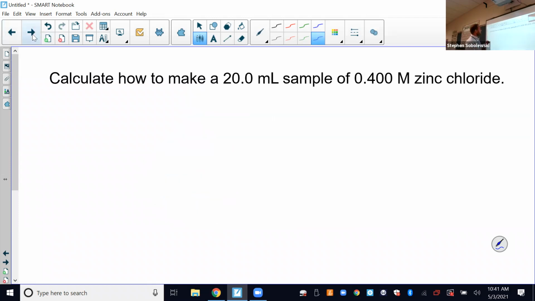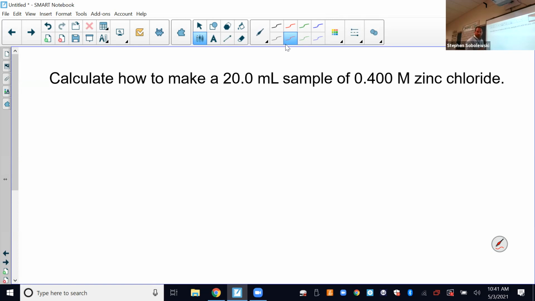All right, here's one more sample problem of how to calculate, or how to make a solution here. Calculate how to make a 20.0 milliliter sample of 0.400 molar zinc chloride. Remember what we're looking to do is find how many grams of zinc chloride we're going to need to add to make this solution.